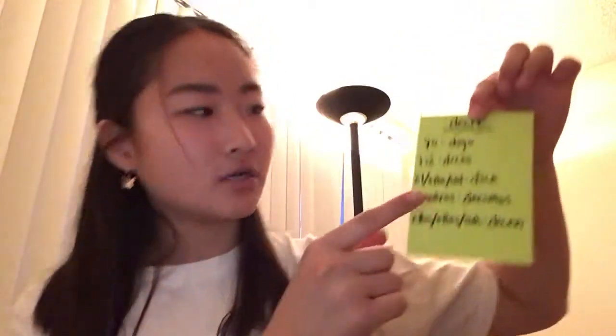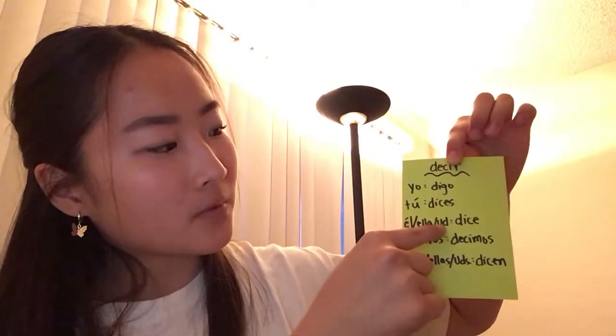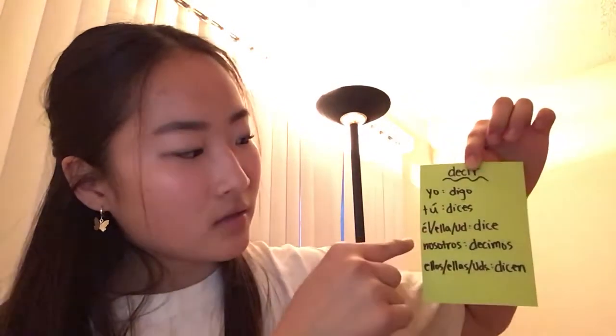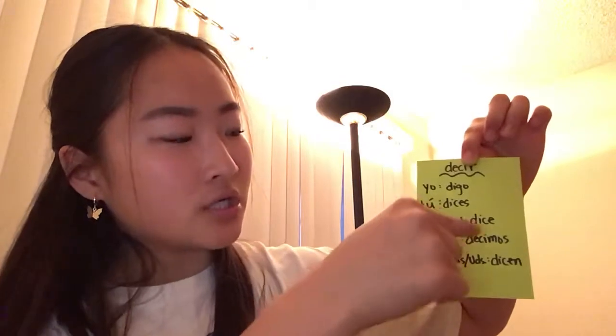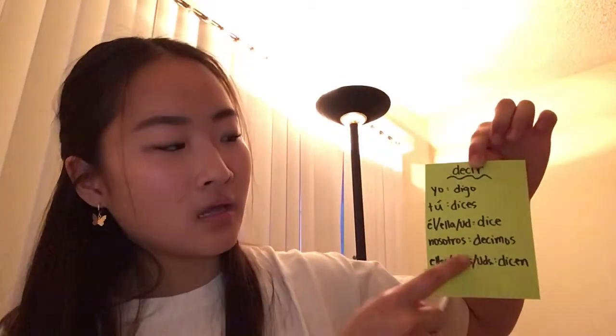So first let's talk about decir. So decir in the yo form conjugates to, I'll come closer, digo. The tú form changes to dices. The él, ella, usted form conjugates to dice. The nosotros form changes to decimos. And the ellos, ellas, ustedes form changes to dicen.